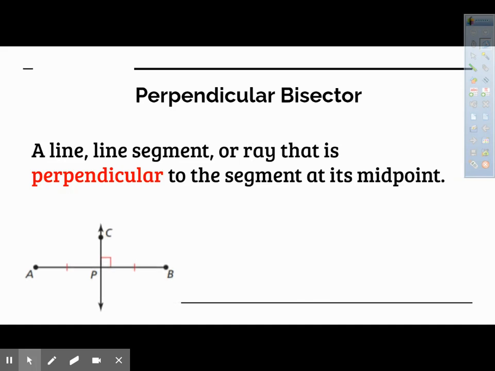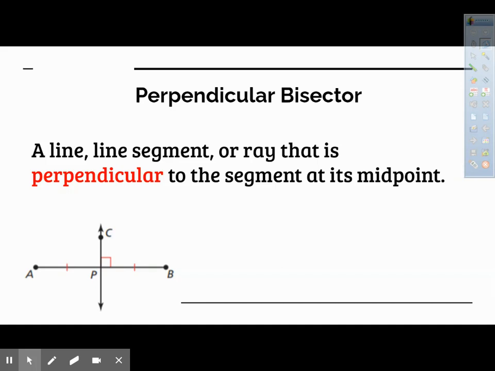A perpendicular bisector is a line, segment, or ray that is perpendicular to the segment at its midpoint. And remember, perpendicular means they meet at a 90-degree angle. They meet at a right angle.